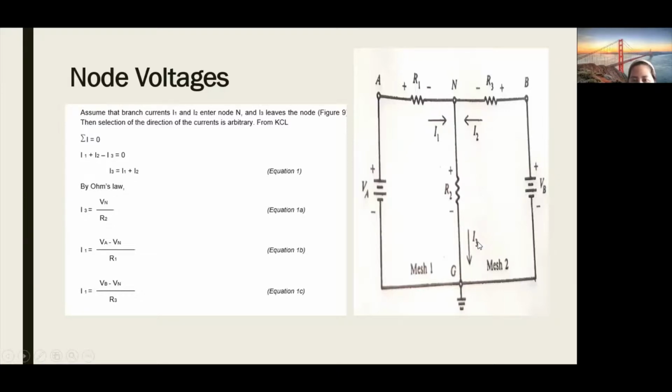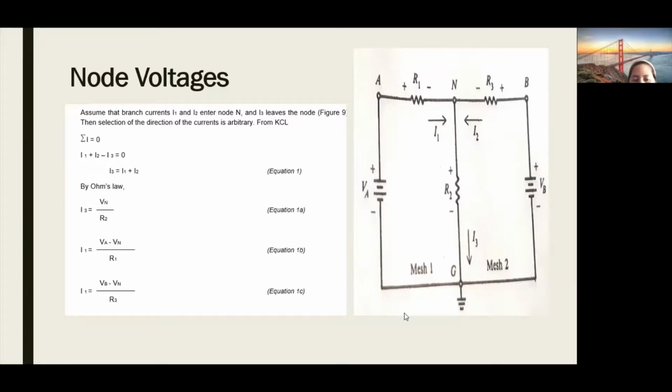So I3 is equal to VN over R3. For us to be able to get VN, by Ohm's law, VA minus VN over R1, plus by Ohm's law we know that VB minus VN over R2. It's V equals I times R, therefore we look now for the current, so it's V over R.